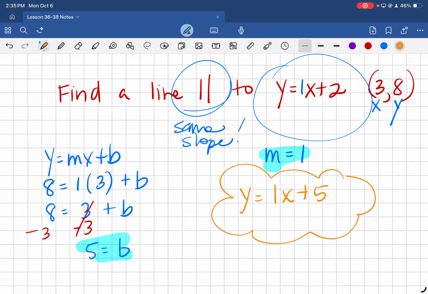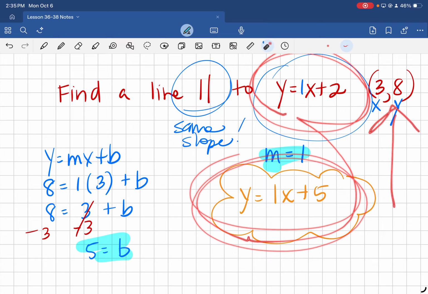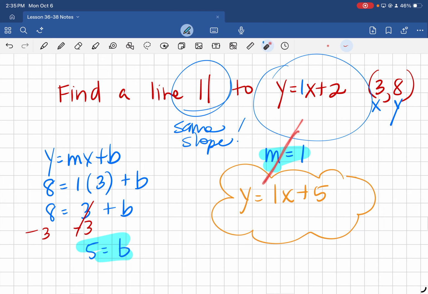That line that I just found right here, that's parallel to this line. And it goes through this point right here. And I know these two lines are parallel because look, they both have the same slope.